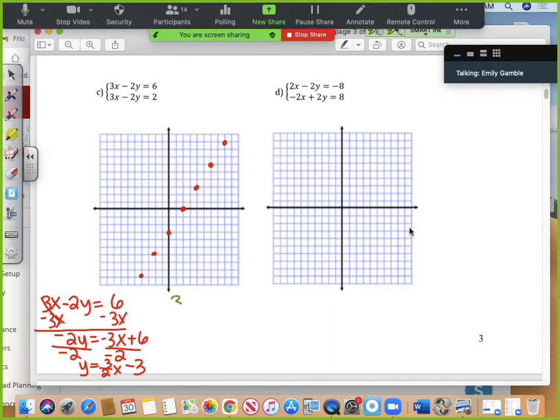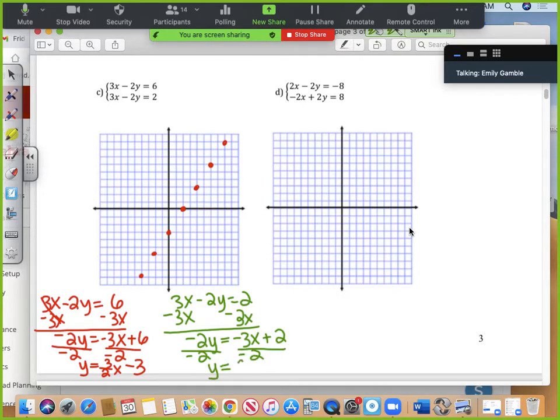My next one, 3x minus 2y equals 2. Solving this for y, I'm going to subtract 3x from both sides first. I get negative 2y equals negative 3x plus 2. Dividing everything by negative 2.